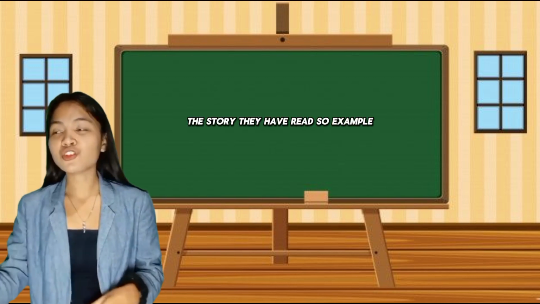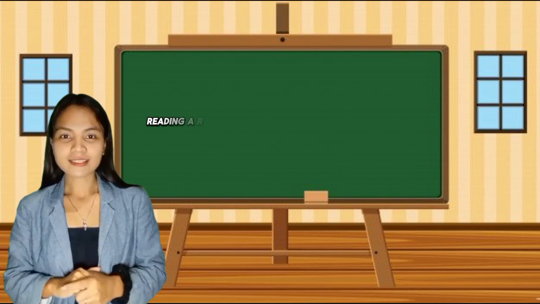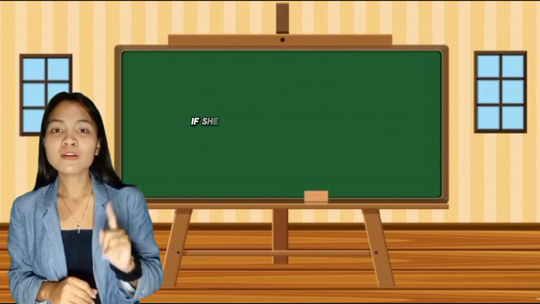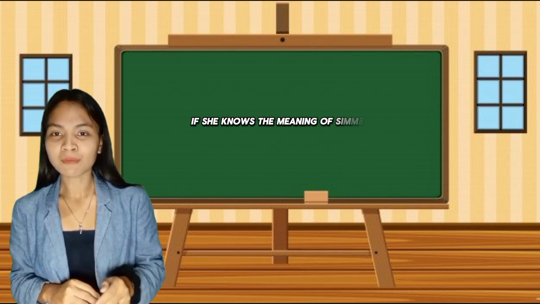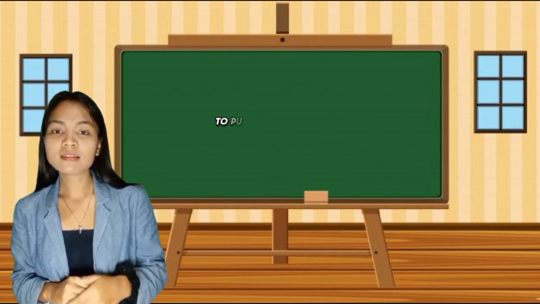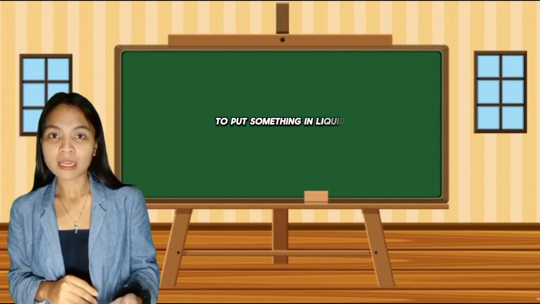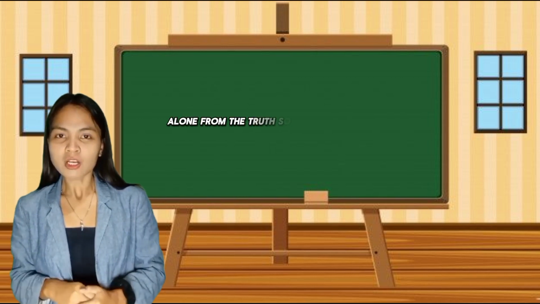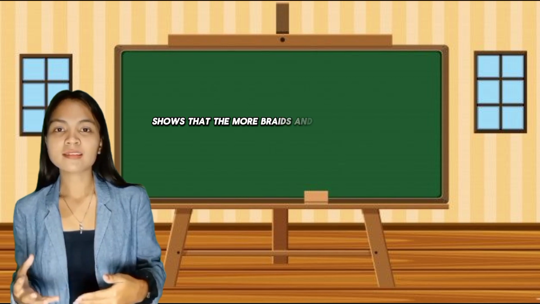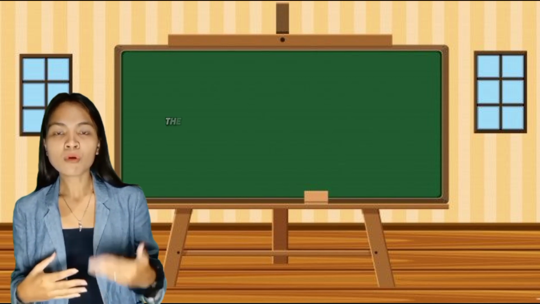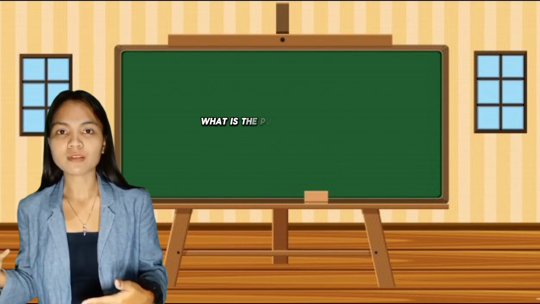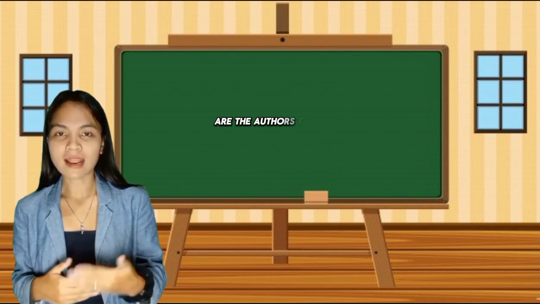For example, Jane is reading a recipe and she encounters the word simmer. If she knows the meaning of simmer, she can understand that it means to cook something in liquid at low temperature. Here, class, the example shows that the more words and phrases you know, the more you understand what it is all about, what the purpose of the text is, or what the author is trying to convey.